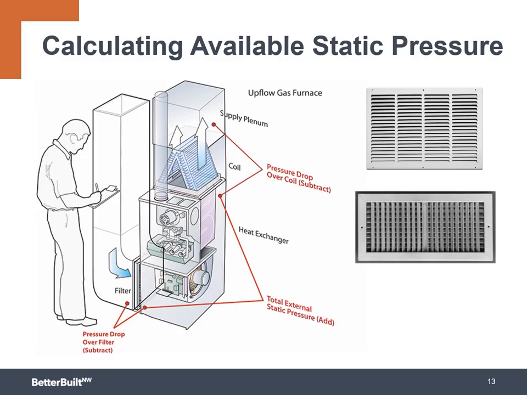So we start with the total external static pressure, and then we subtract the pressure drops from the devices placed in the duct system. That device can be a filter, that device can be an air conditioner coil, it can be a damper, it can be a UV light. It also includes the pressure drop in the return grills and out the supply grills.